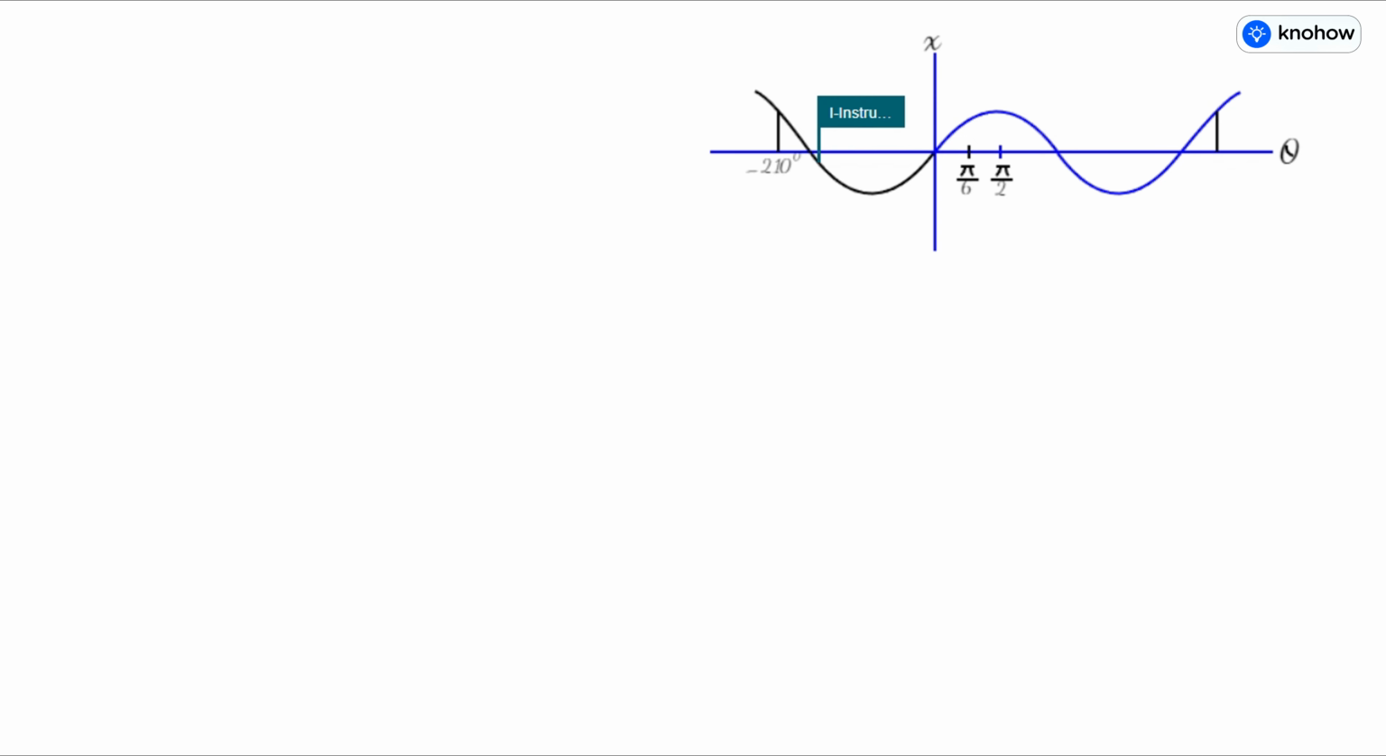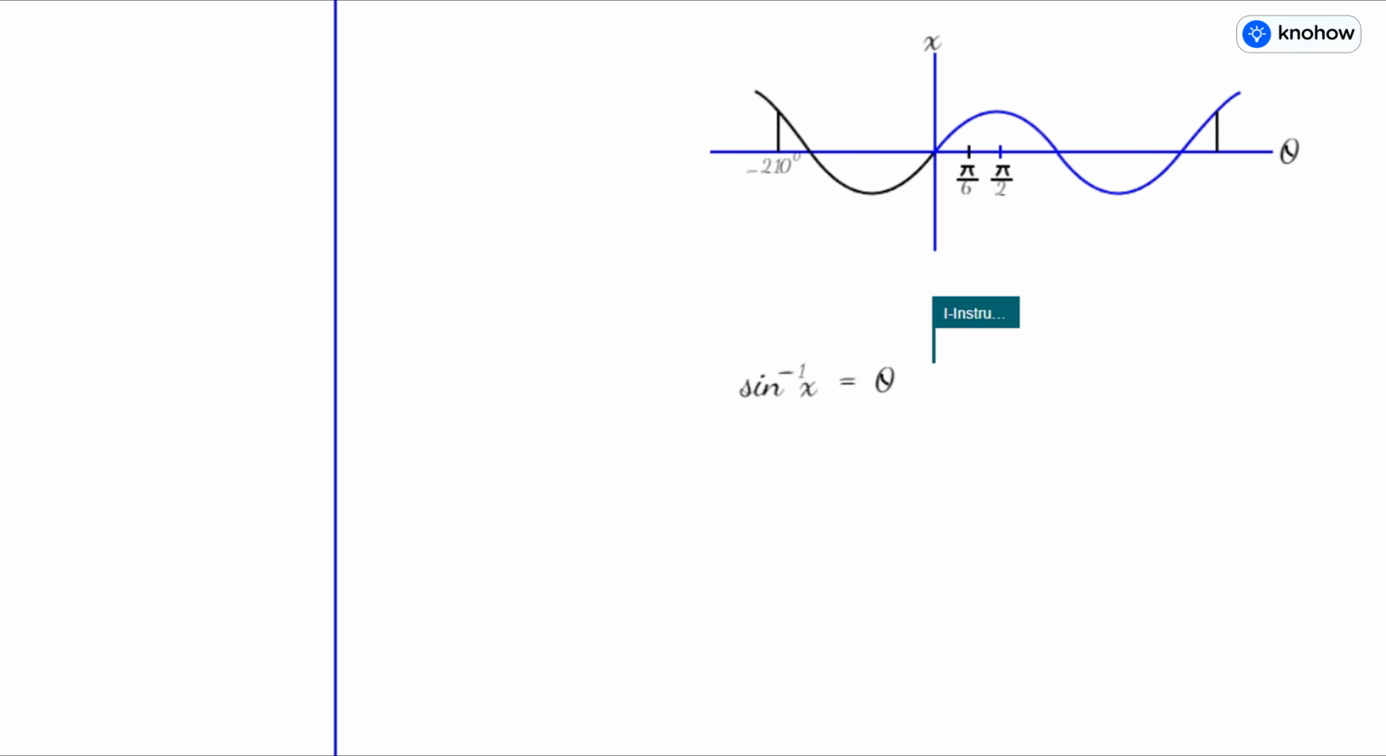Now, to draw the graph of sine inverse x, let sine inverse x be equal to theta. So now on the horizontal axis, I'll take x, the independent variable, and on the vertical axis, I'll take theta, and draw the graph.